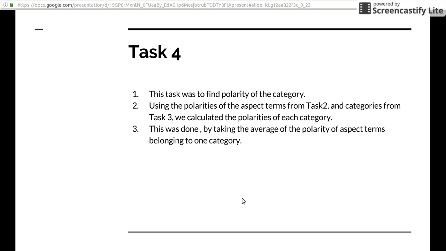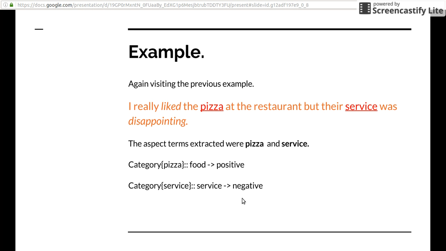The next task deals with assigning category polarity to each category. We use the polarity obtained from task 2 for each aspect term, and we use the category from task 3, and then we calculate the overall polarity of the category. This was done by taking the average of all polarities of the aspect terms belonging to one category.